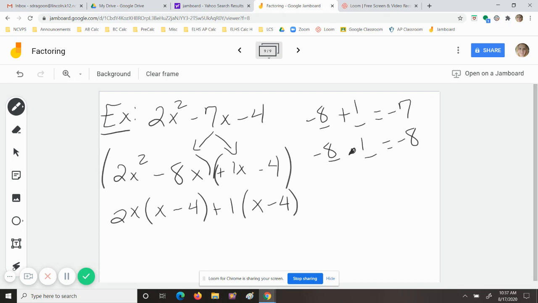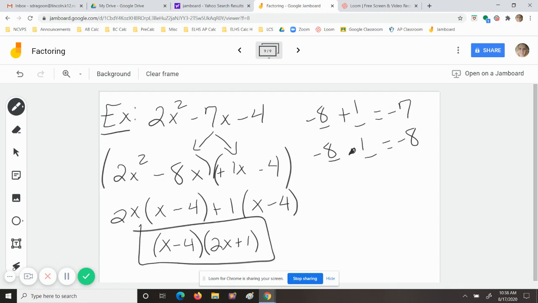Now notice that our parentheses match up. We have x minus 4 as our factor in there. So our first factor is x minus 4. When we divide that out, that leaves 2x plus 1. So our two factors are x minus 4 and 2x plus 1.